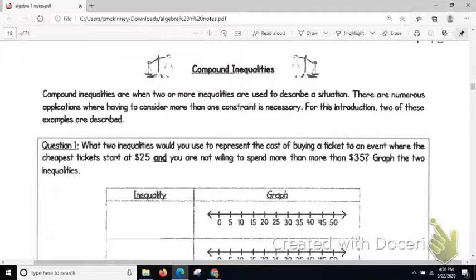Compound inequalities also have more than one part. If you've been in a science class, an element has only one kind of atom, but a compound has more than one kind of atom. It has more than one thing that it's made up of. So same kind of idea.